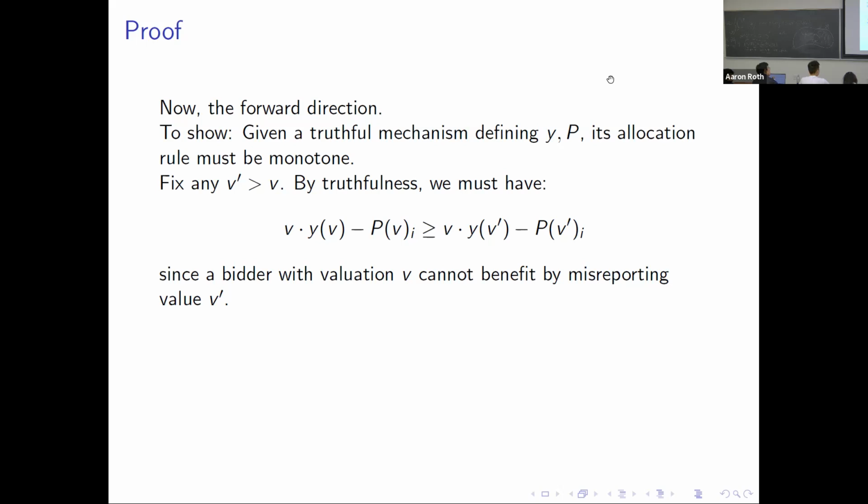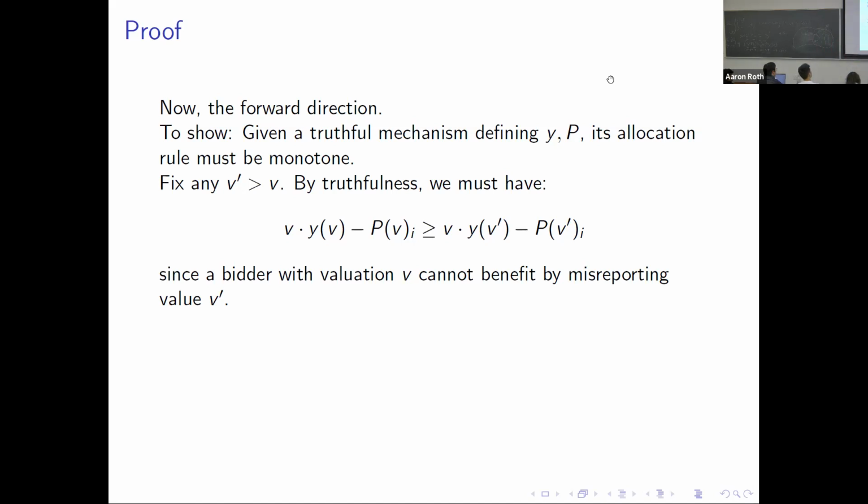Okay, so what do I know? I know that I've got a particular pair of objects, an allocation rule and a payment rule, and I know that by assumption, the mechanism defined by these objects is dominant strategy truthful. What does that mean?